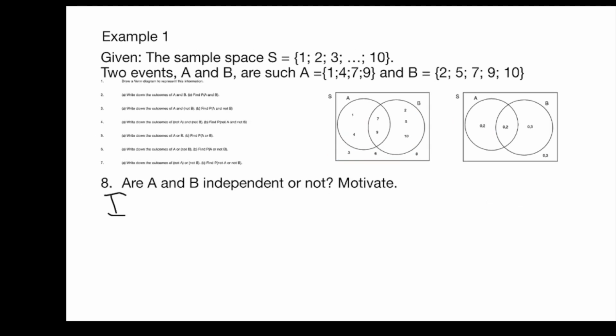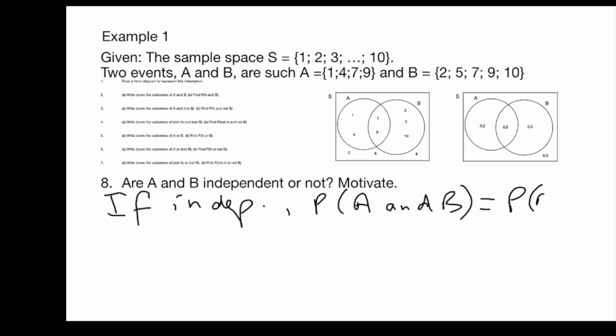Right, if they are independent, remember, if they are independent, then we expect the probability of A and B to be the same as the probability of A multiplied by the probability of B. So we need to take the left-hand side, see what answer we get, and then the right-hand side and see what answer we get. If the answers are equal, then the events are independent.